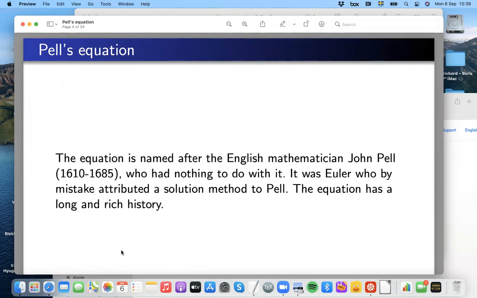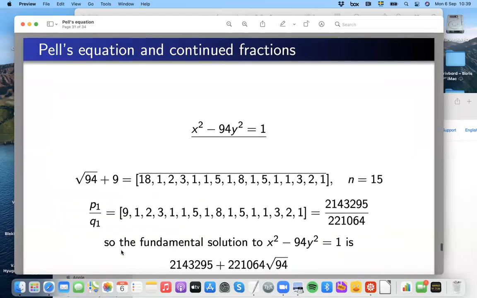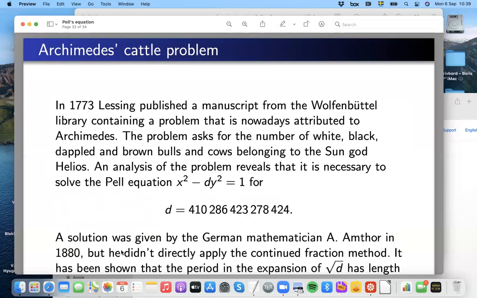And so this equation has a long history. I'll jump over some slides to show you some history here. I don't have access to the TeX file. So here are some special cases in the 18th century.